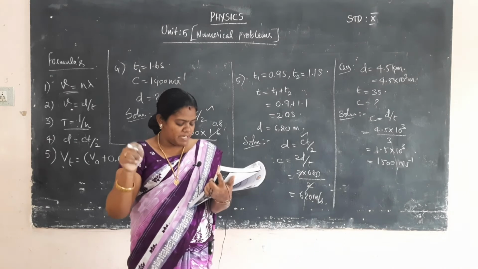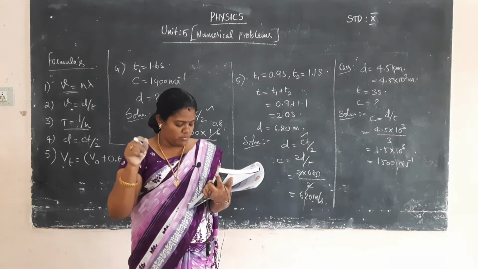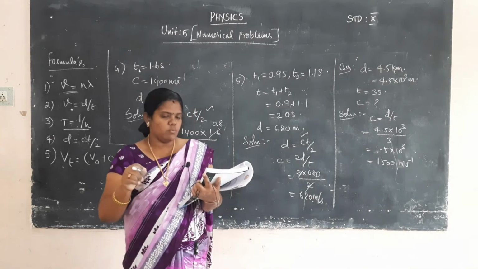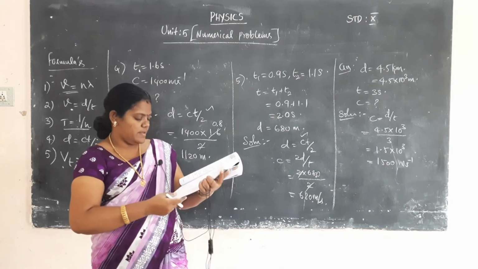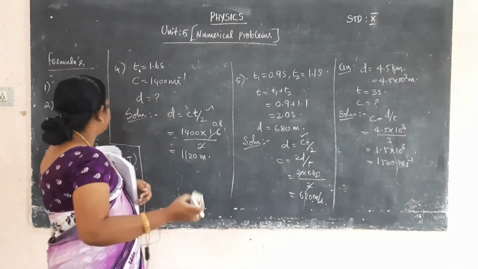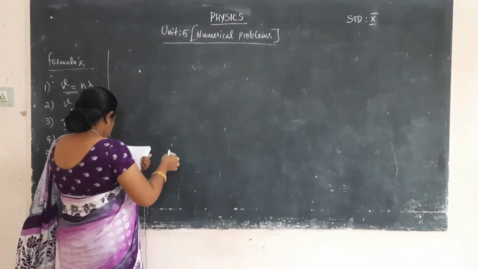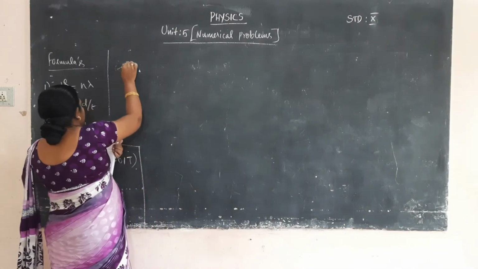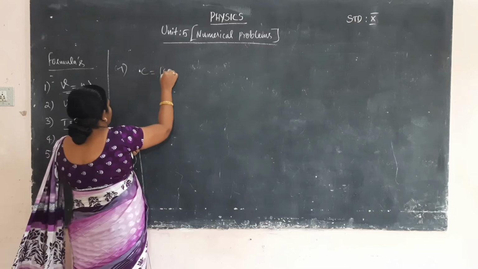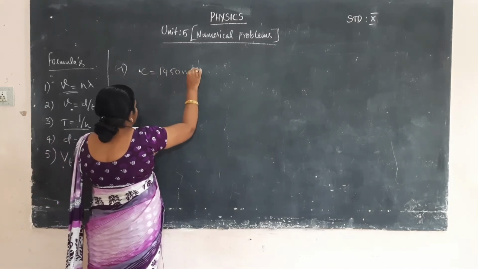So the depth of the sea is given by the speed of the sound in water. The speed of the sound in water is 1450. Okay, so what are the given values in this problem? Velocity of the sound C is equal to 1450 meter per second.